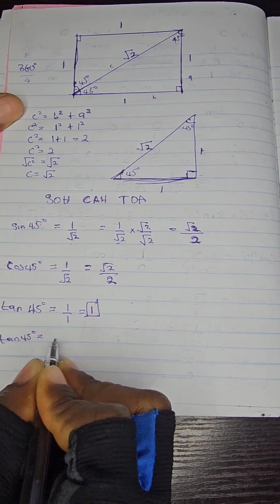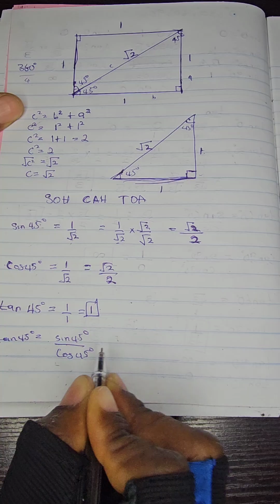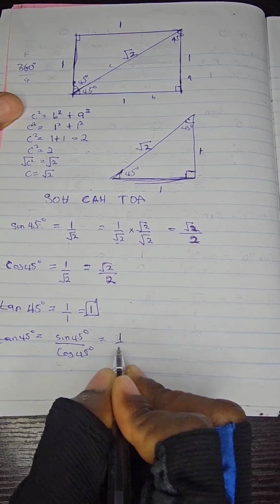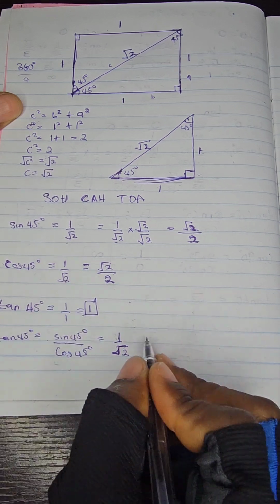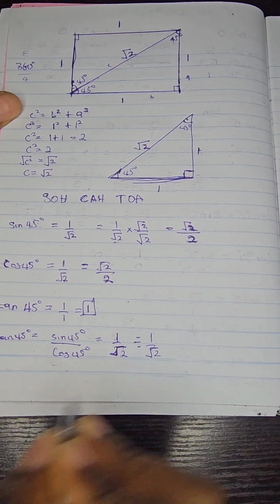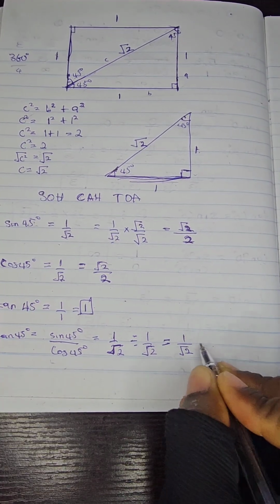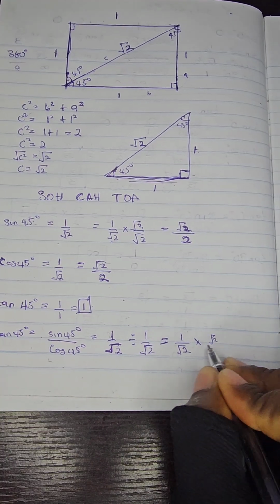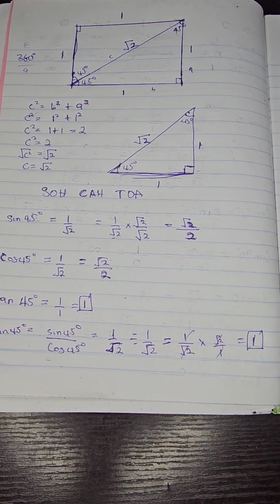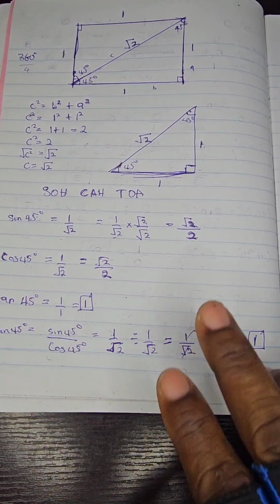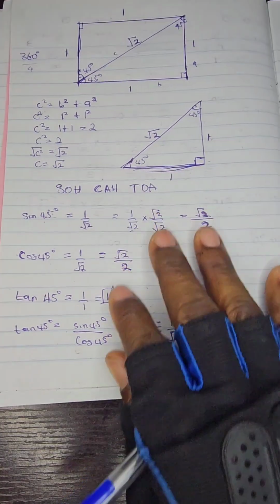Tan 45 degrees will be sine 45 degrees all over cos 45 degrees, which should give you 1 over root 2 divided by 1 over root 2. And when you're dividing a fraction, you just keep 1 over root 2, then you invert the other, root 2 over 1. So you see that everything cancels out and still gives you 1. So any formula you want to use for the tan, whether you use this one or that one, you still get the same answer. So this is for 45 degrees.